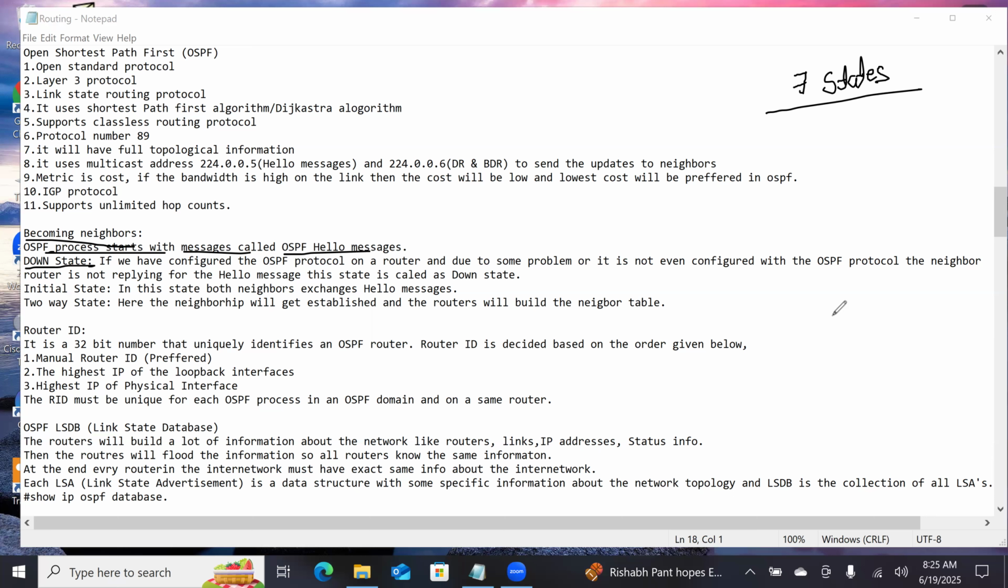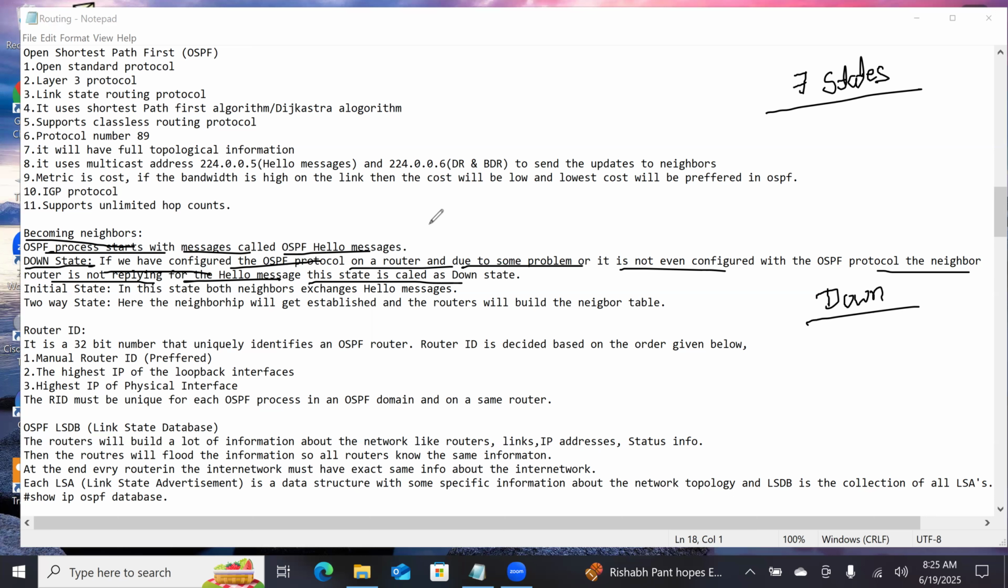In that, the first state is the down state. So what exactly is the down state? If we have configured the OSPF protocol on the router, but due to some problem the neighbor router is not replying to the hello message, or even if it is not configured with the OSPF protocol, then this state is called the down state.